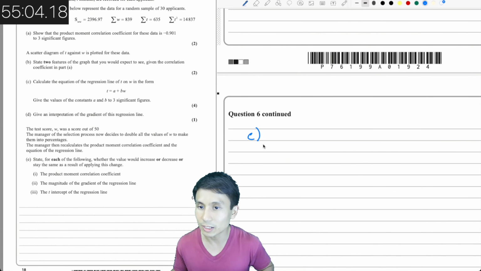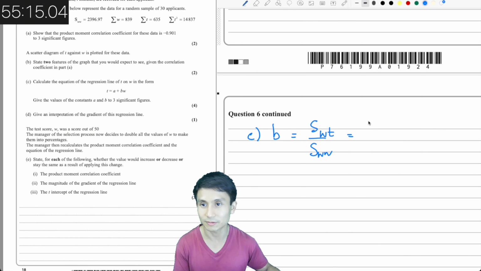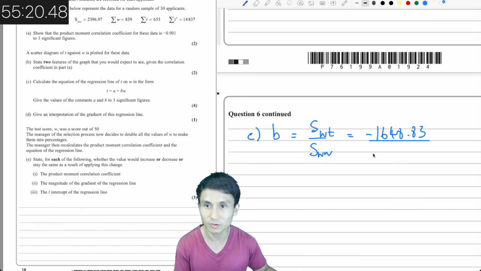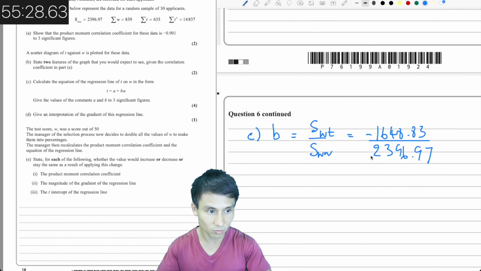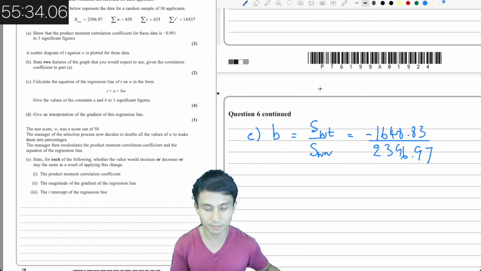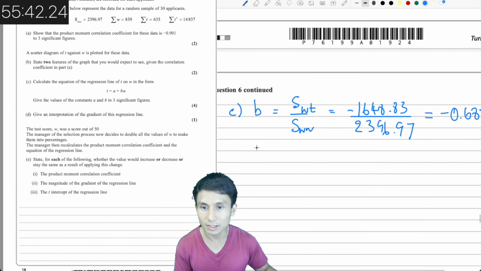C. Calculate the equation of the regression line. All right, so we have to find the B value first, which is Swt divided by Swx, yeah. So it's minus 1648.83 divided by Sww, which is 2396.97. That's the B value there. So that's the B value, minus 0.68788.